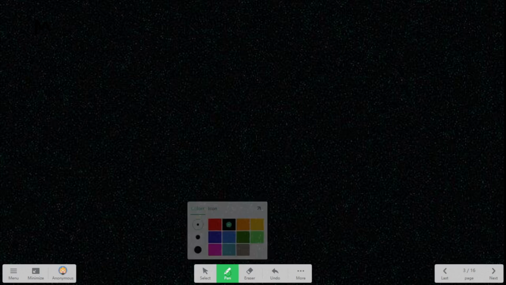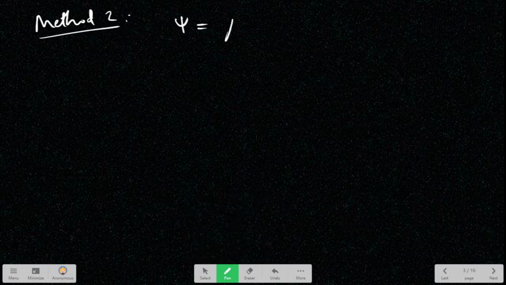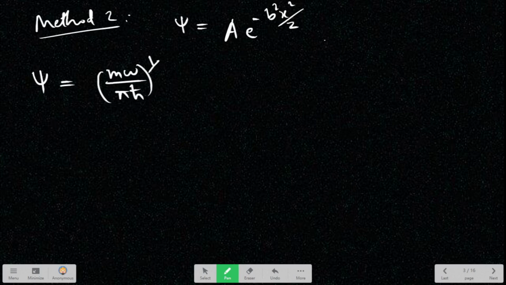There is another approach to solve this problem. So method 2. The wave function we are given is psi is equal to A e raised to minus b square x square upon 2. This is a very familiar wave function. The wave function for the one-dimensional harmonic oscillator is m omega upon pi h cross the whole raised to 1 by 4 e raised to minus m omega upon 2 h cross x square.